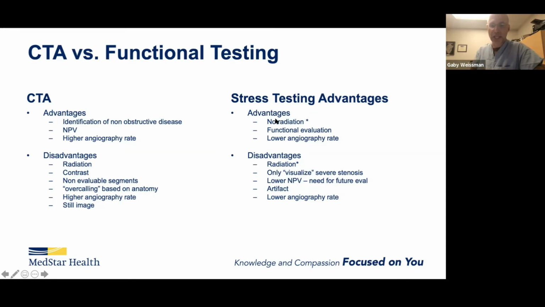If you do stress testing, you can or cannot give radiation. Again, if you pick nuclear, MRI, or echo, you get a functional evaluation that's helpful, and a lower angiography rate. Radiation, again, is on the nuclear side. You only see severe stenosis, so you don't see non-obstructive disease. There's a lower negative predictive value for any one of these tests compared to cardiac CT. They also have artifacts. They're different, but there are artifacts there. And we already mentioned the lower angiography rate. That's an advantage and a disadvantage. Why? Well, if you needed the cath, then maybe not getting it was a disadvantage if there was really a severe stenosis there.